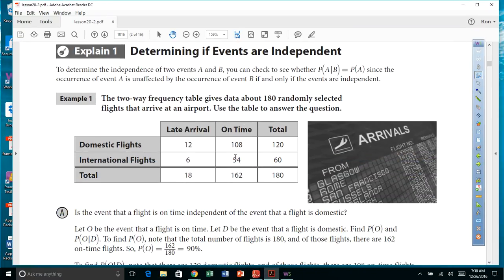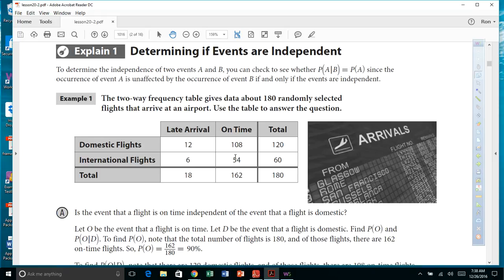Determining if events are independent. To determine the independence of two events A and B, you can check to see whether the probability of A given B equals the probability of A, since the occurrence of event A is unaffected by the occurrence of event B if and only if the events are independent.